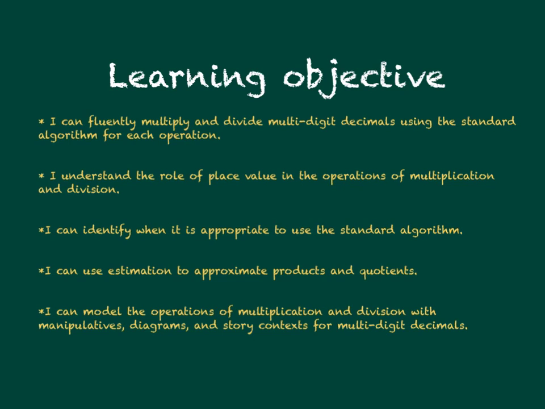By the end of this unit, my students should be able to say, I can fluently multiply and divide multi-digit decimals using the standard algorithm for each operation. I understand the role of place value in the operation of multiplication and division. I can identify when it is appropriate to use the standard algorithm. I can use estimation to approximate products and quotients. They should also be able to say, I can model the operations of multiplication and division with manipulatives, diagrams, and story contexts for multi-digit decimals.